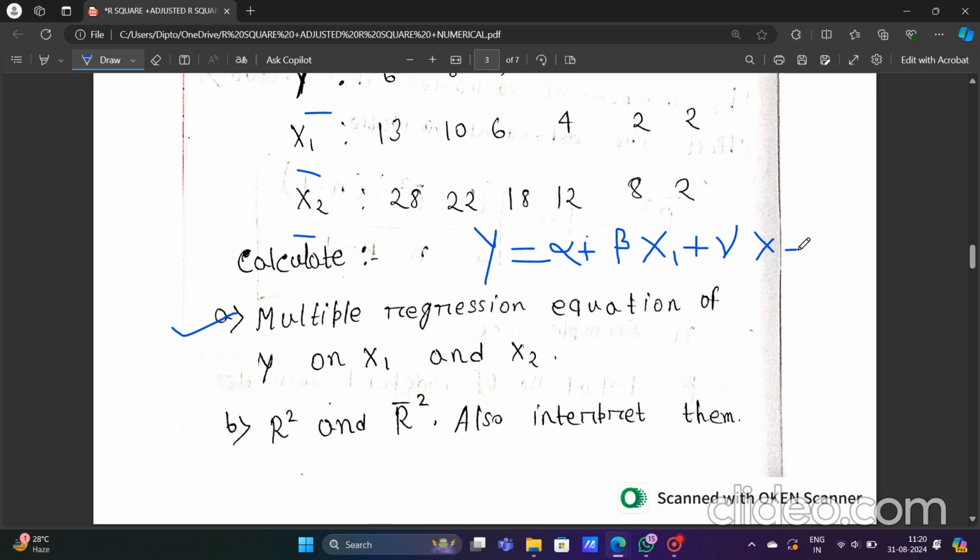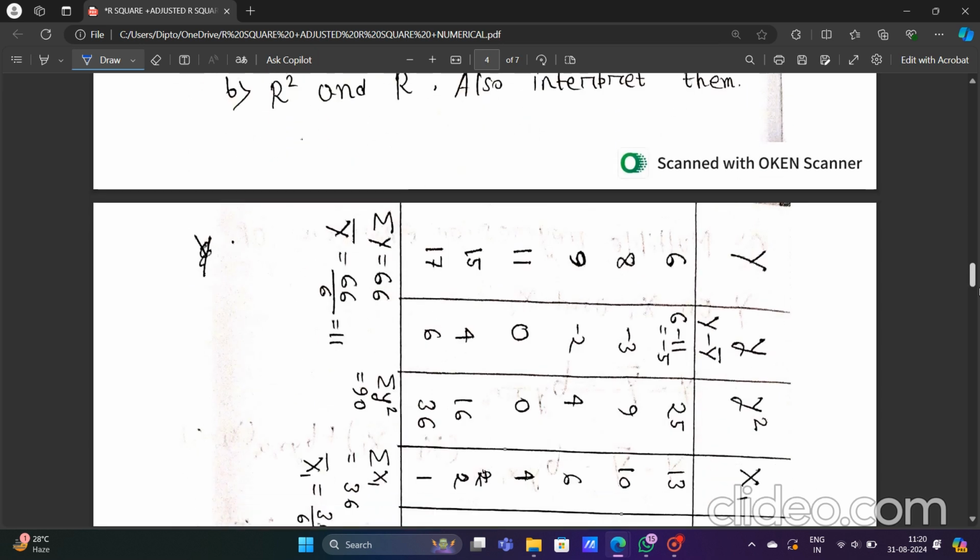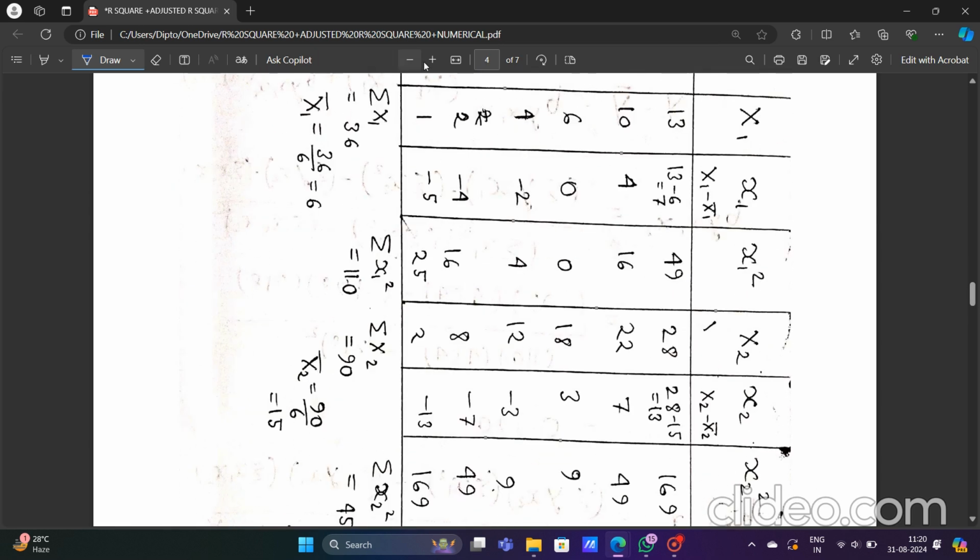Now x1, x2 and y are the values given here. y, x1 and x2 are the variables, but alpha, beta and gamma are the parameters, or parametric constants. So we have to calculate the values of alpha, beta and gamma. Now how to calculate this? For this we have done some calculation here. Let me show that.